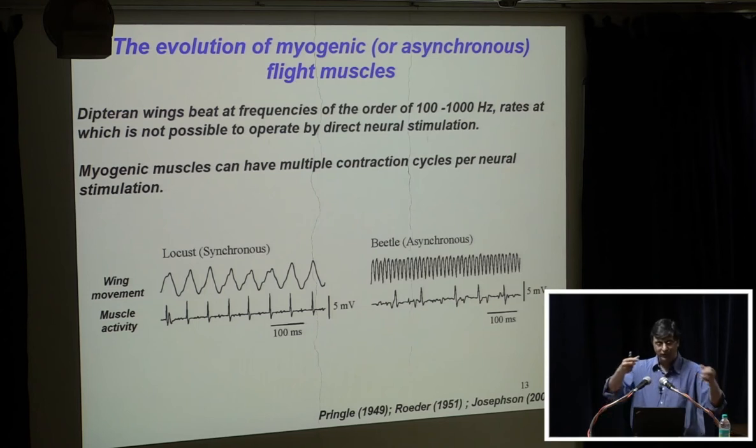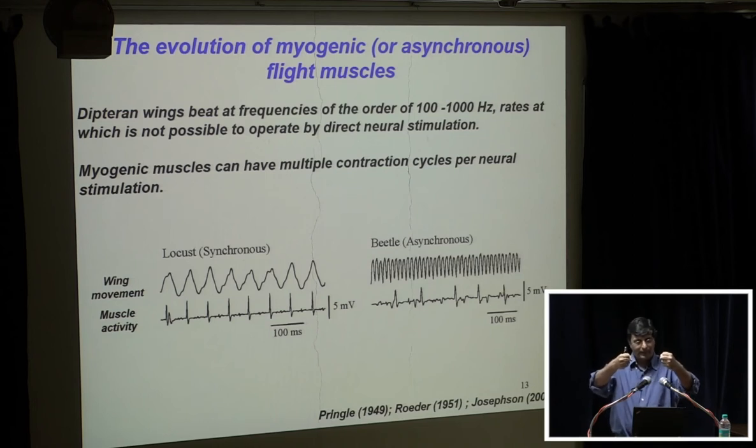The myogenic muscle is a muscle that doesn't require a constant neural input to contract. All you have to do is take the muscle, extract it, keep it in physiological solution, and if you stretch it, then with some delay, it contracts. All it requires is a stretch. You can cut the neuron that feeds it, and this will still work.